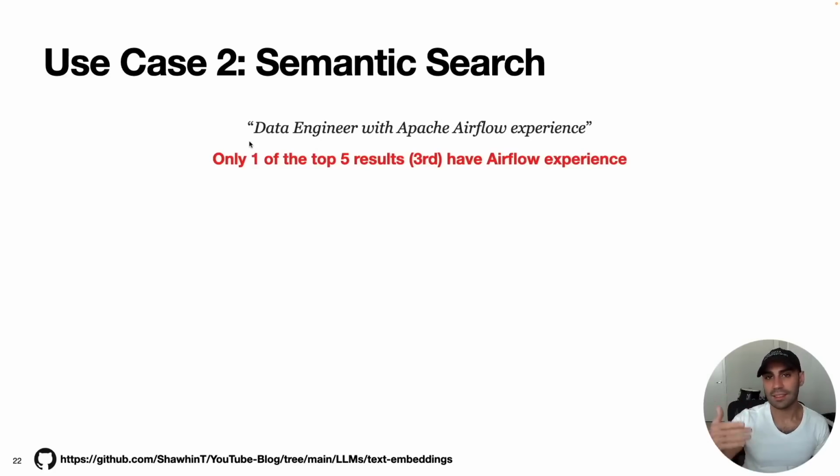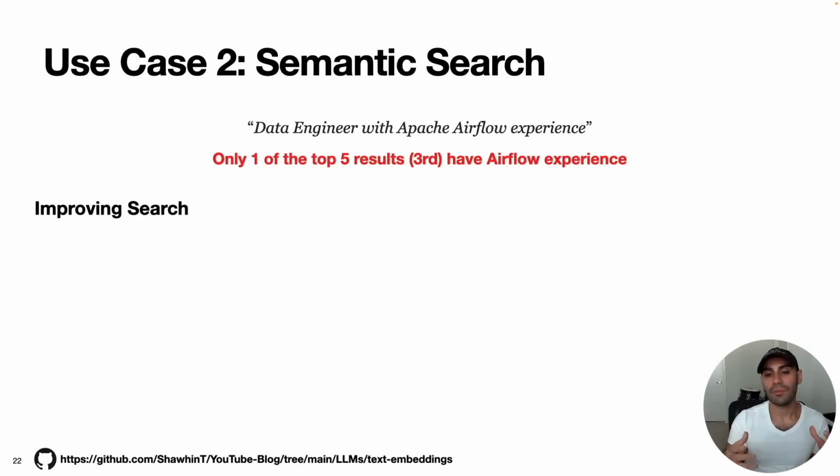And so when I pass this into the semantic search system, only one of the top 5 results had Airflow listed on their resume, and of the top 5 it was the third one that had it, even though there were 3 other resumes in the data set that had Apache Airflow experience. And so this example illustrates that semantic search isn't better than keyword search in all situations. Each of them has their pros and cons. And so if you want to build a robust search system, you'll likely want to employ both keyword-based search and semantic search to get the best of both worlds.